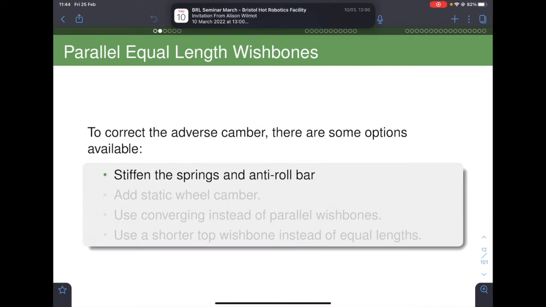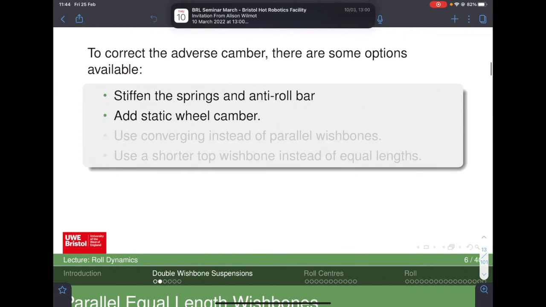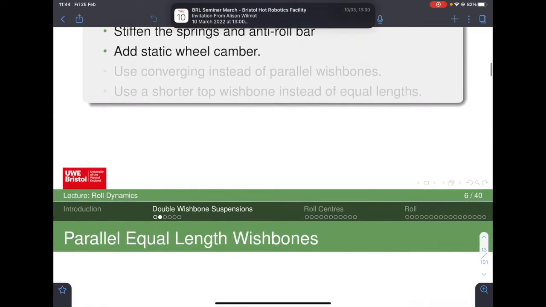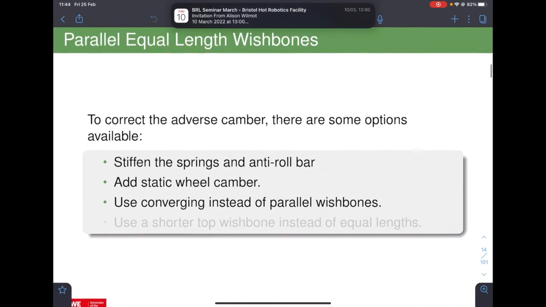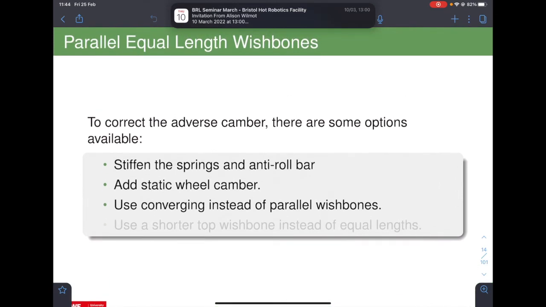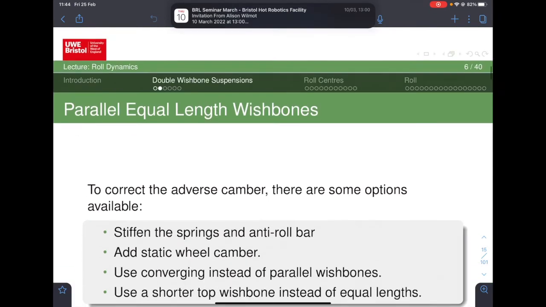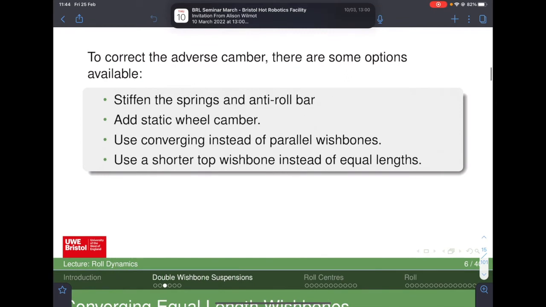Certainly in terms of ride comfort and traction and various things like that, so that's possibly not ideal. You can obviously add some static camber to the wheel camber, we'll see what that does, okay? Or there's another way you can do it, which is to use converging instead of parallel wishbones, and the other one is to use a short long arm wishbone.